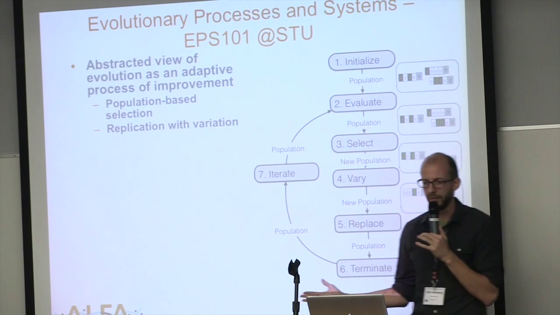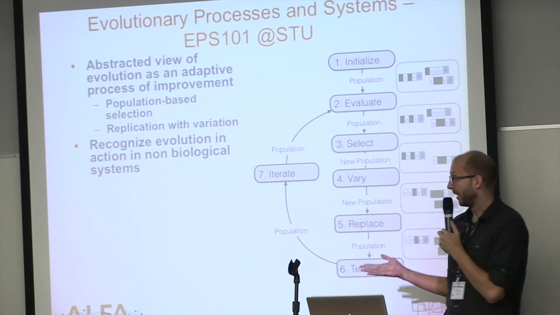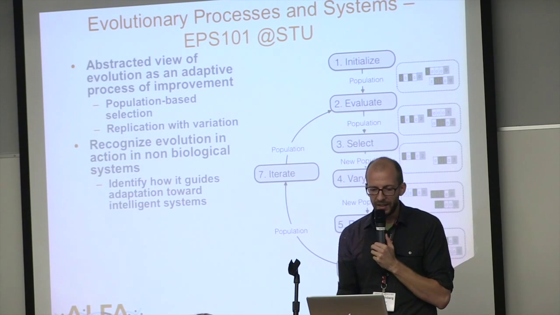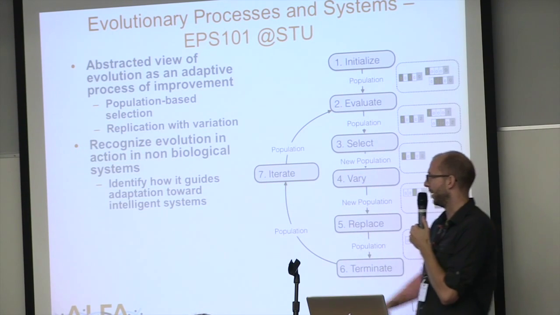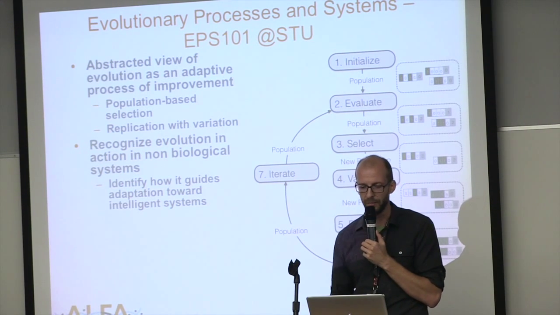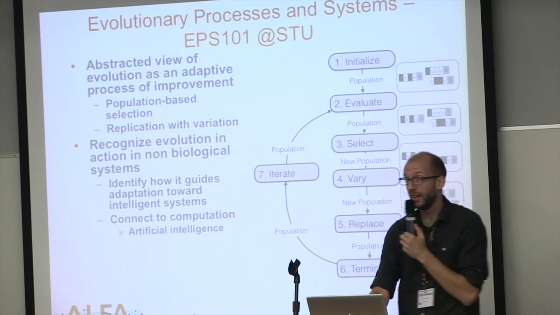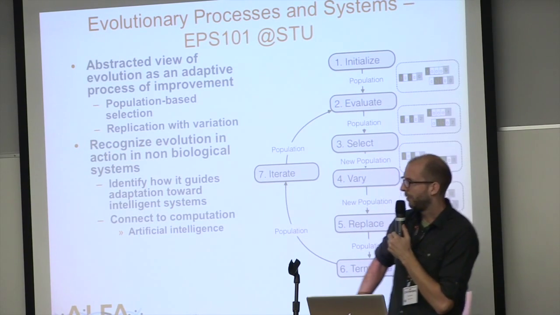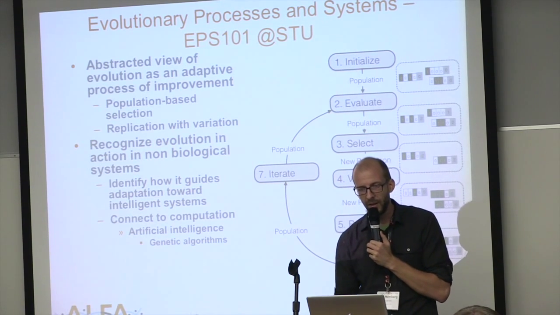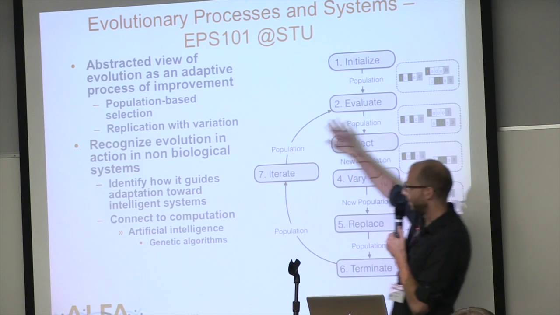What other systems can we translate that into? So we try to recognize that in other non-biological systems, and identify how that can lead to adaptation and an intelligent system, because that's the argument with biology, that it led to some kind of intelligence. So we connect that to computation, and we say, well, if we put it into computation, we can slide into artificial intelligence. We slide into this name called genetic algorithms. So that's what this one describes.